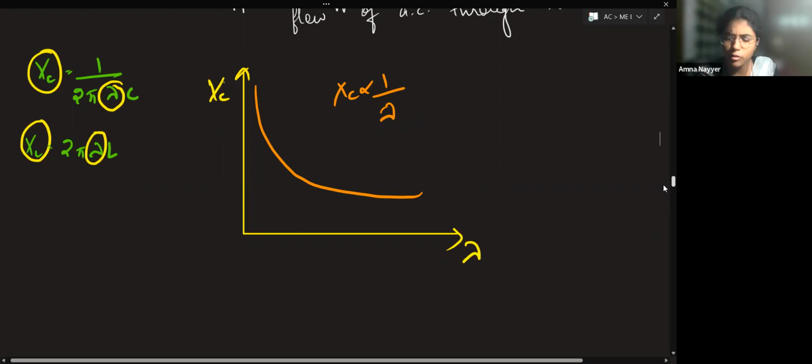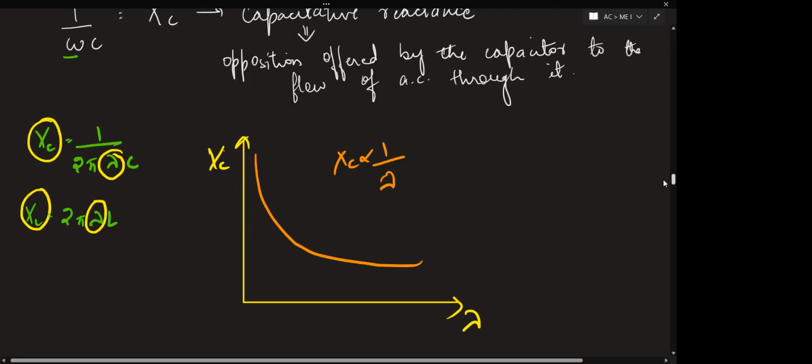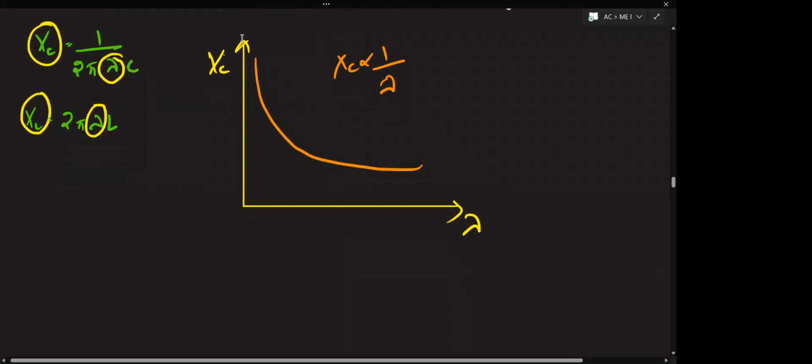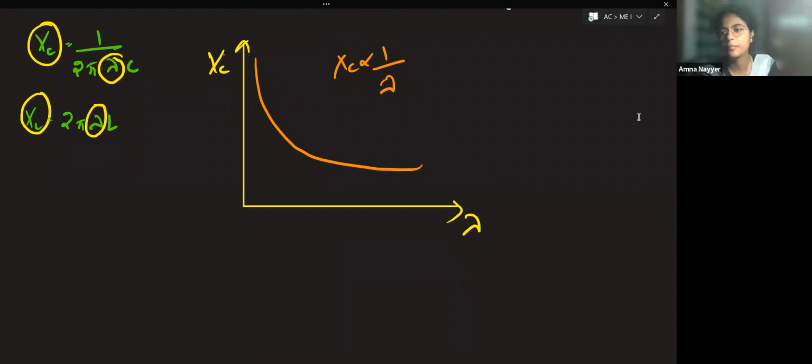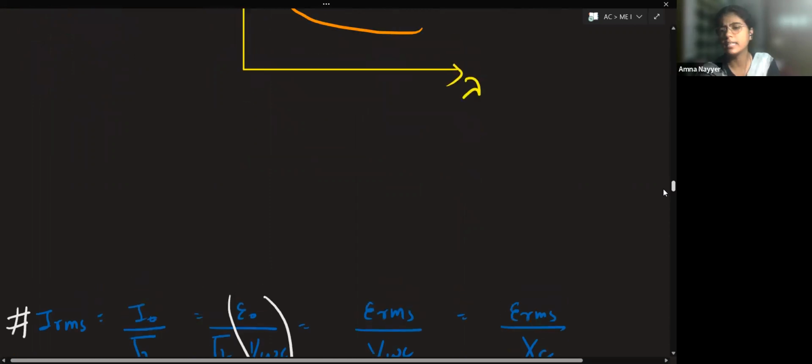Then formula you have to mention. Units will be the same because units are for resistance only. So the SI unit of resistance, you know, is what? The SI unit of resistance is ohm. So XC and XL both have the same SI unit, that is ohm. There will not be any change within the SI units of these.